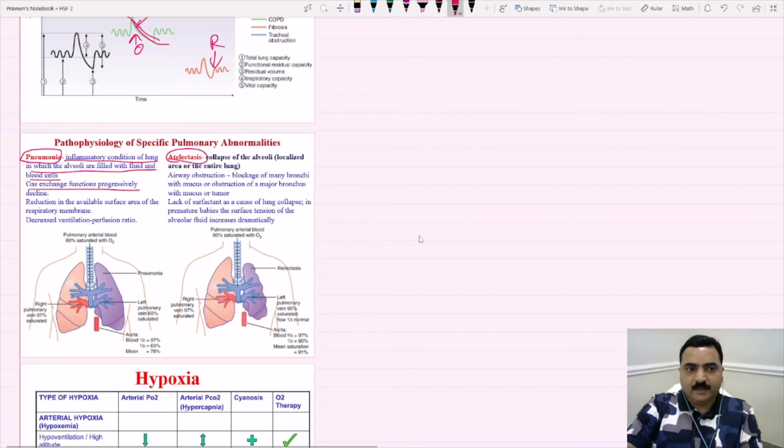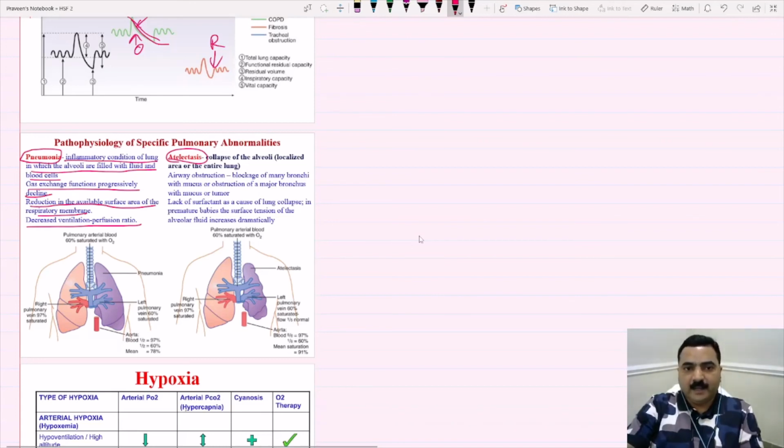Gas exchange function has progressively declined because of the increasing thickness and fluid accumulation. The exchange of the gas is very much decreased, so there is a reduction in the available surface area of the respiratory membrane. So a decreased ventilation perfusion ratio will be seen, because perfusion is coming there, and ventilation is there, but it is unable to cause the exchange. Ventilation is not able to exchange.